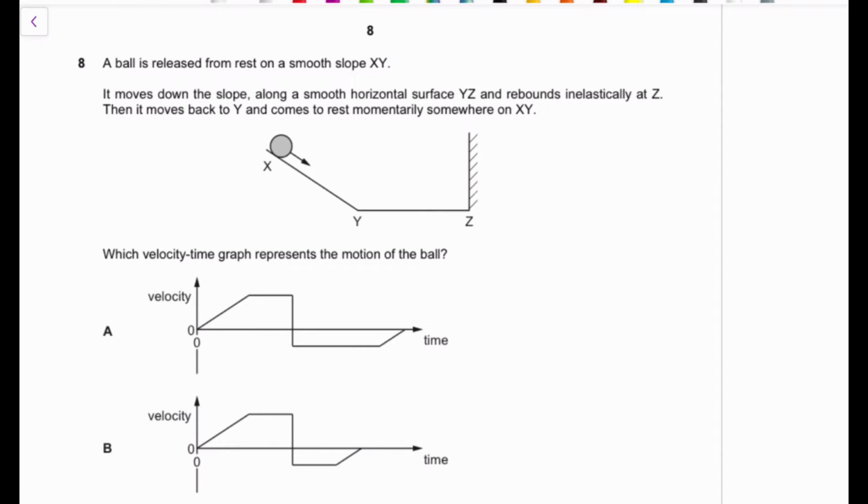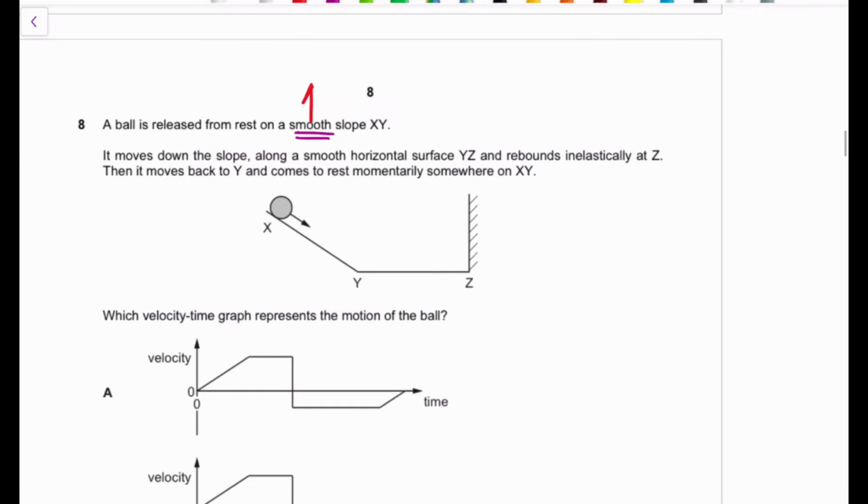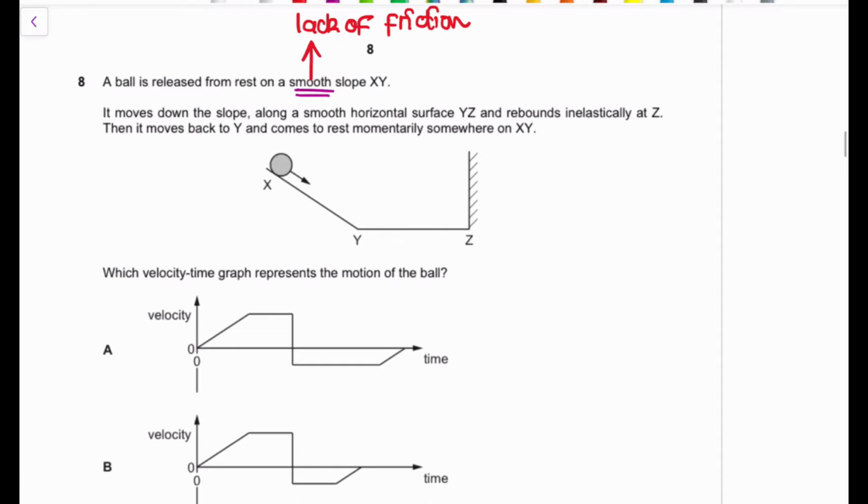I'm given a small ball that is released from rest on a smooth slope xy. The ball moves down the slope along a smooth horizontal surface. Why do they say smooth? I always wonder why they say smooth. Well, if you're wondering like me, the word smooth refers to lack of friction. So whenever you see Cambridge saying smooth, it probably means that there is a lack of friction. I just want you to keep that in mind. Whenever you see the word smooth, just have that in mind.